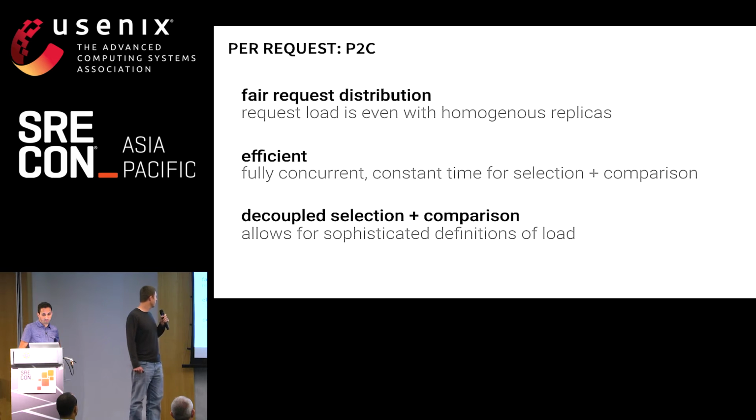We also see that it's efficient, namely that all the operations are done in constant time and they're fully concurrent. We don't have a data structure that is required to keep track of the current load of every request and response pair. And lastly, it allows us to decouple selection and comparison. Seems kind of silly, but it's actually very powerful, because in the previous slide, we didn't actually tell you what load is. There could be many sophisticated definitions of load, and if we had coupled the two, then they would have to be evaluated together, and it puts additional constraints on us.